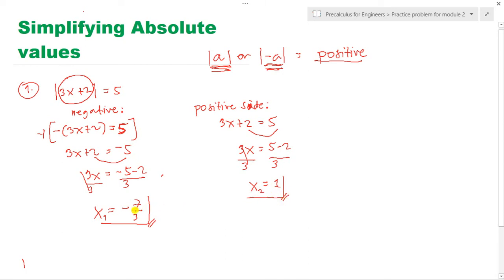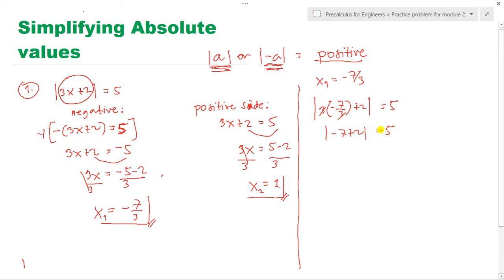And if we substitute this in our equation, class, we still arrive the same answer of 5. Why? Let's try x sub 1 is equals to negative 7 over 3. So we have absolute value of 3 times negative 7 over 3 plus 2 is equals to 5. So here, makancel yung 3. What's left is negative 7 plus 2 equals to 5. What is answer? Negative 7 plus 2. That is negative 5. And what is the absolute value of negative number? That is just a negative of negative 5. Equals to 5. Therefore, magiging 5 na ito, which is equals to 5.